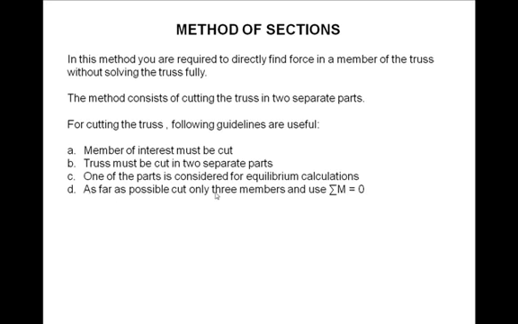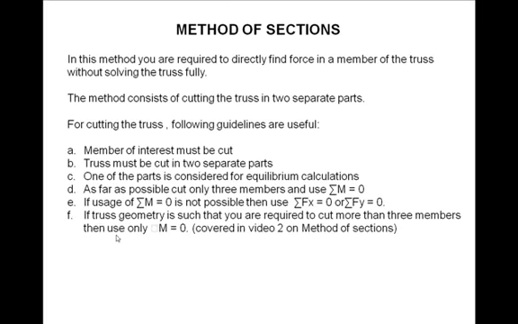Now, as far as possible, we cut only 3 members and try to use sigma M equal to 0, failing which, that is, if usage of sigma M equal to 0 is not possible, then we use sigma Fx equal to 0 or sigma Fy equal to 0. These points A, B, C, D, E, 5 points, will be demonstrated in the problems starting from the next slide. Now, suppose the truss geometry is such that you are not required to cut more than 3 members, then you have to use only sigma M equal to 0. Now this type is covered in video 2 on the method of sections. Okay, so this part won't be covered in this video.